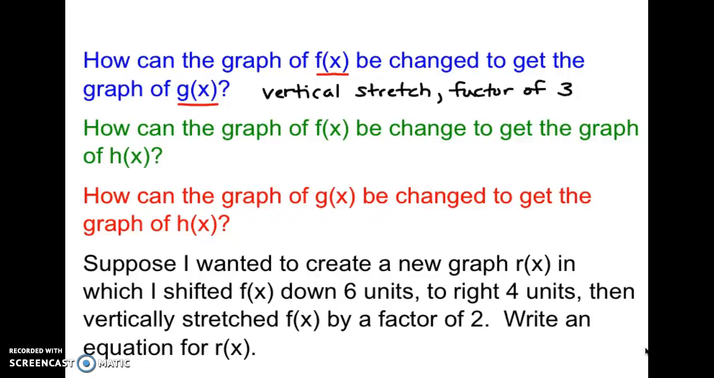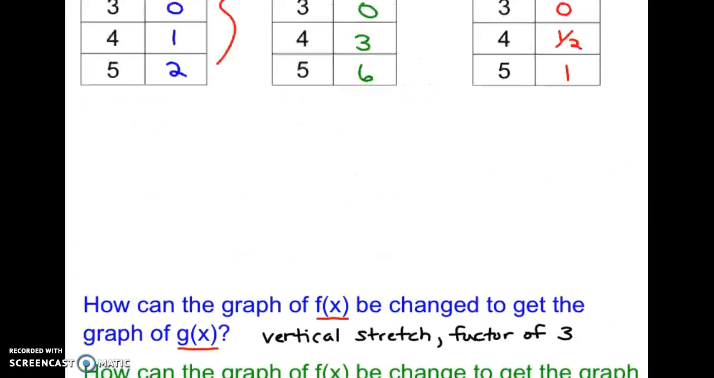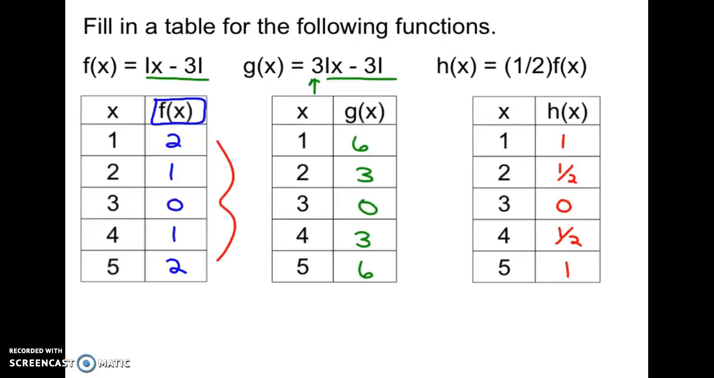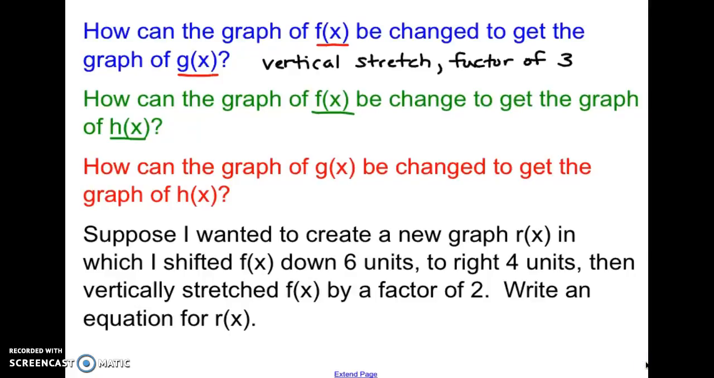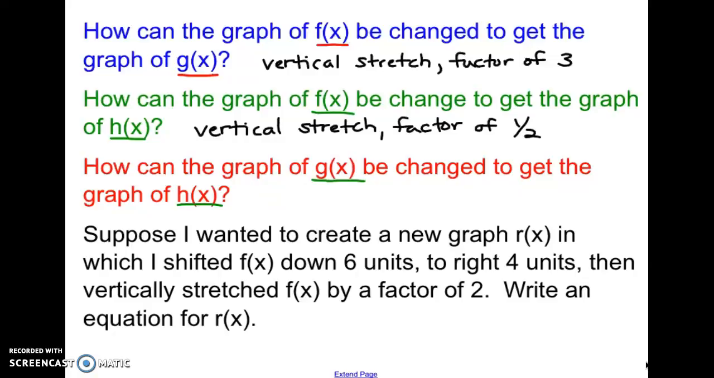Okay, the second problem. How can the graph of f of x be changed to get the graph of h of x? Okay, so if you look at f of x to h of x, the only thing that changed is this 1/2. You multiply by a half, so kind of the same thing. So you have a vertical stretch by a factor of 1/2. So vertical stretch factor of 1/2.